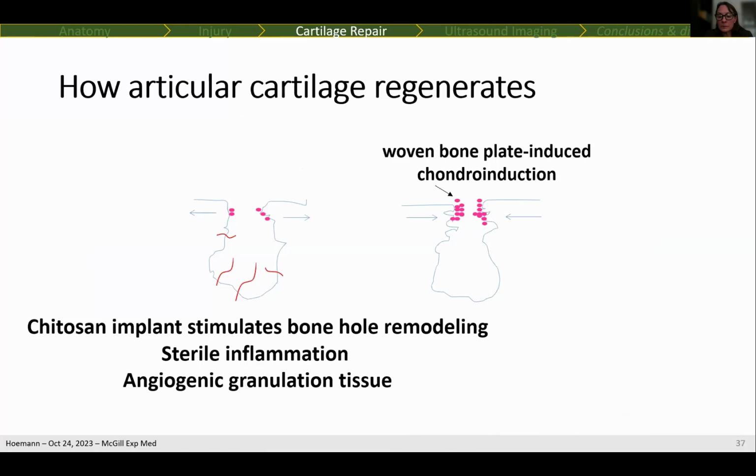So just to cartoon this idea, how does articular cartilage regenerate? It's when you have a vascular woven bone repair response and the stem cells are able to accumulate near the top of the defect. Osteoclasts can help this accumulation. And then you get the so-called chondroinduction at the apex of the defect. And these cells can then produce hyaline cartilage.